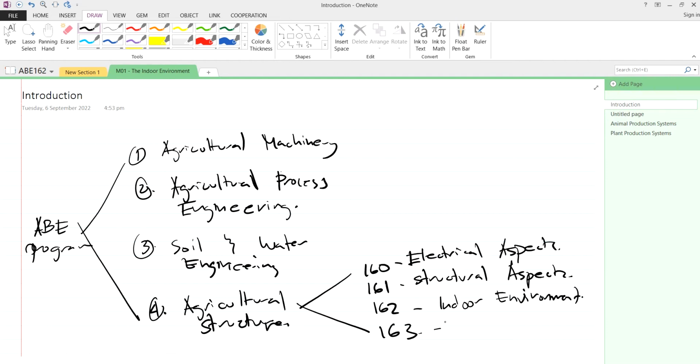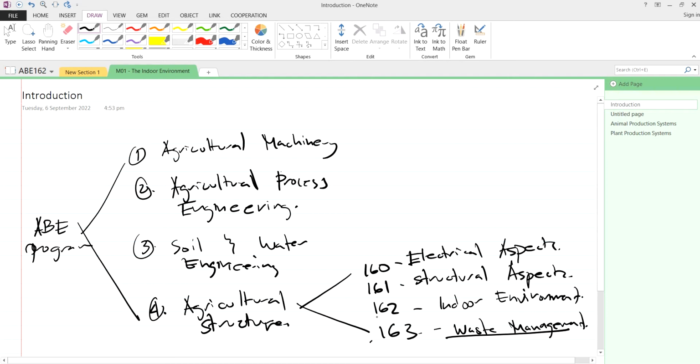Now for 163, that's about waste management systems, because sometimes agricultural structures, such as livestock production buildings and some processing buildings, generate a lot of waste, and you can't simply dump the waste wherever, because that's going to contaminate our natural resources, and of course there are laws involved. So in 163, we study the collection systems: how do we collect the waste, what systems are involved in the collection and treatment of the waste, and if we want to utilize it, like say for biogas. It's all in this 163.